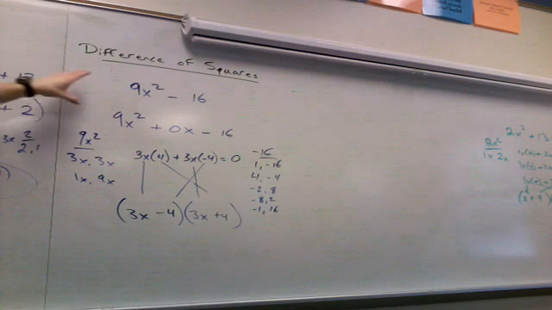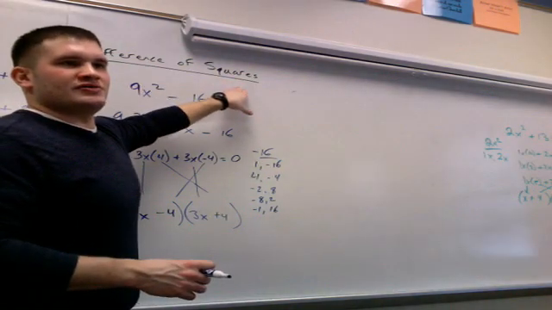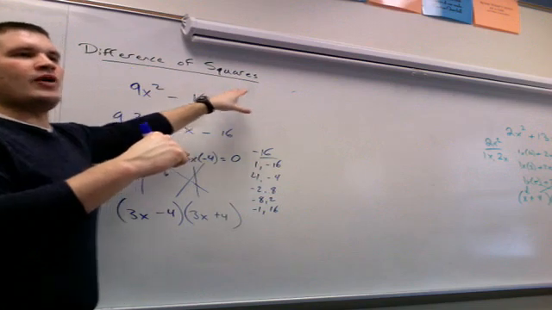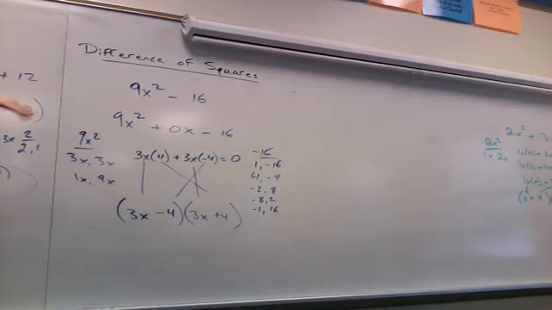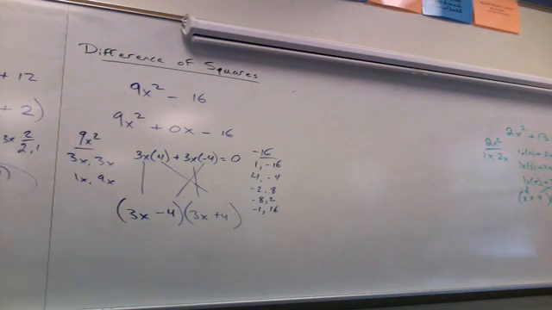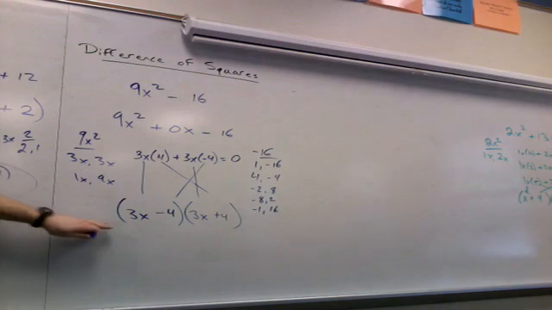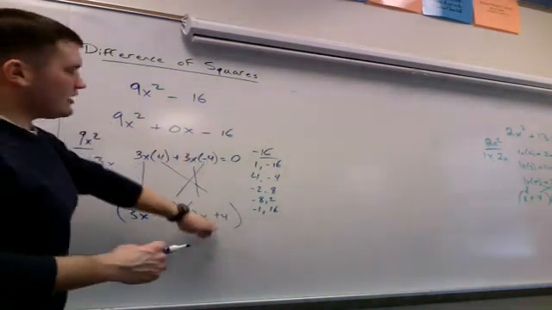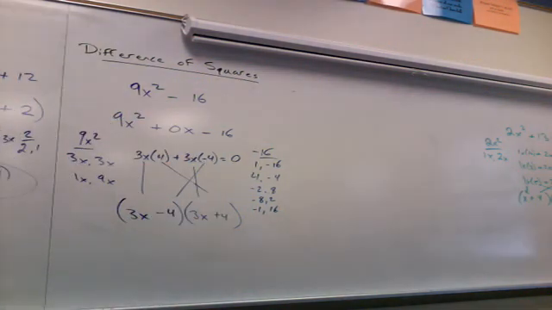Let's look at the name. Difference of squares. Is it talking about the geometric figure with 4 sides? No, it's talking about squared numbers or square roots, right? How does this 9 relate to that 3? 3 squared is 9, or the square root of 9 is 3. How does this 16 relate to that 4? 4 squared is 16, square root of 16 is 4. That's where the difference of squares comes in.